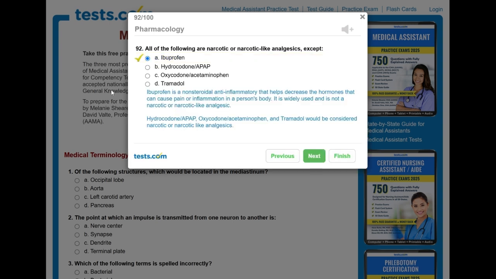A. Ibuprofen. Ibuprofen is a non-steroidal anti-inflammatory that helps decrease the hormones that can cause pain or inflammation in a person's body. It is widely used and is not a narcotic or narcotic-like analgesic. Hydrocodone, APAP, oxycodone acetaminophen, and tramadol would be considered narcotic or narcotic-like analgesics.